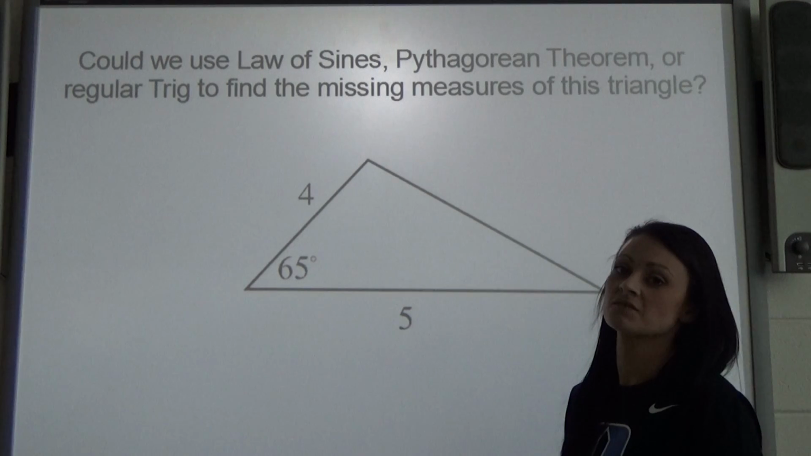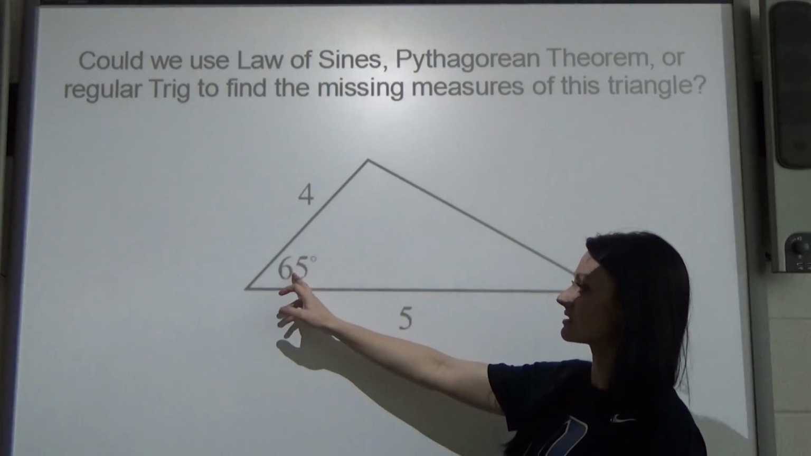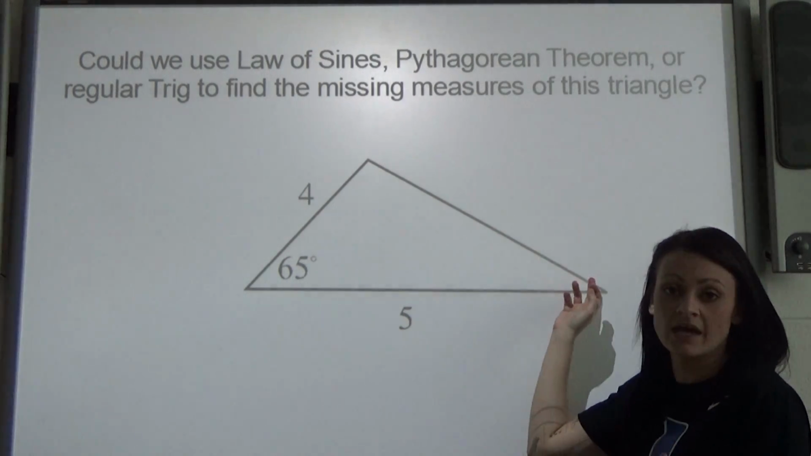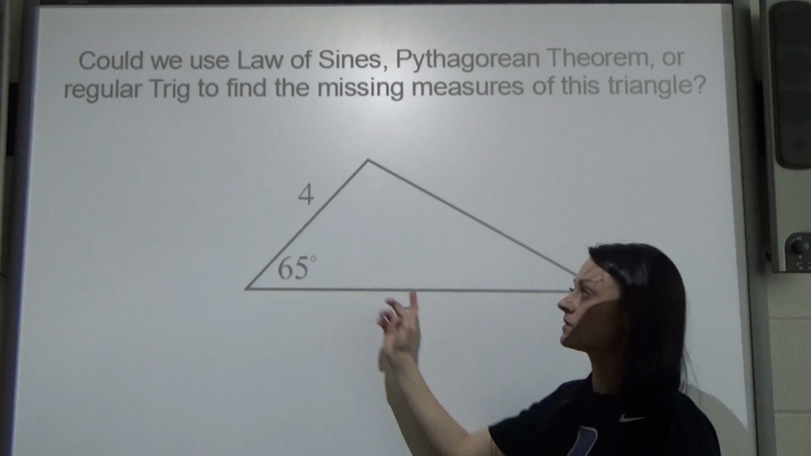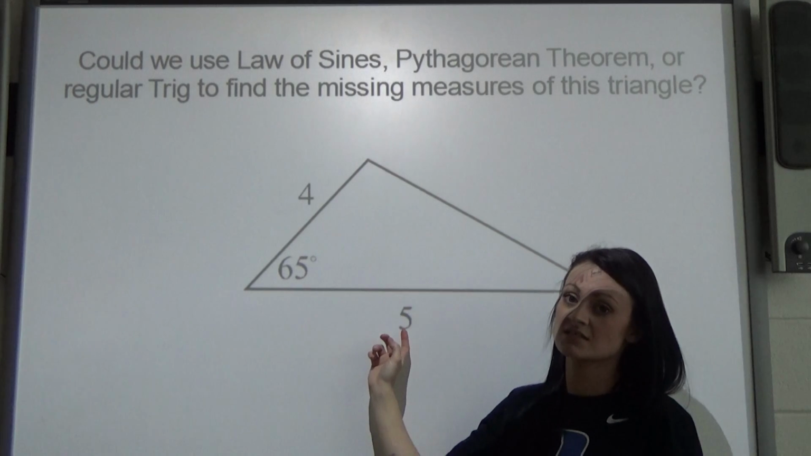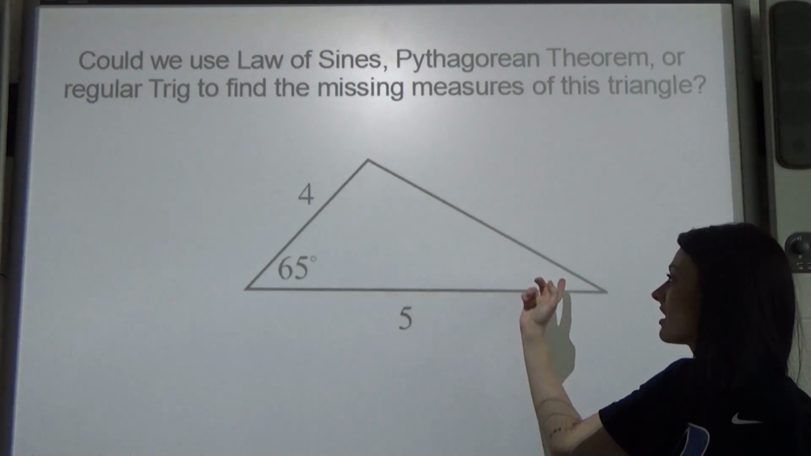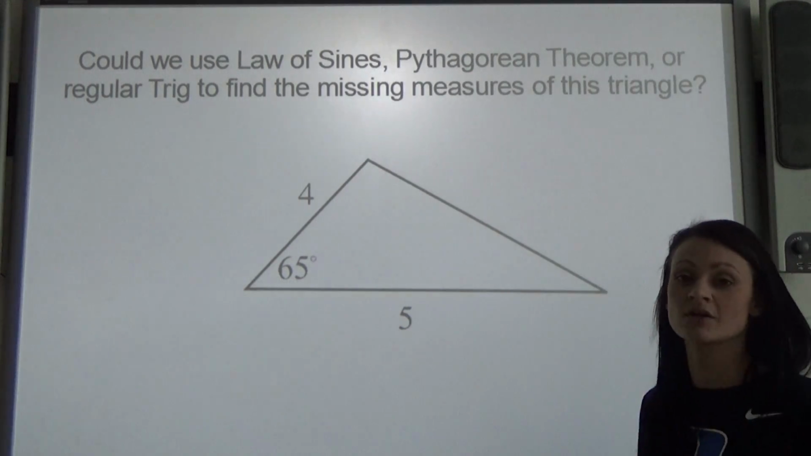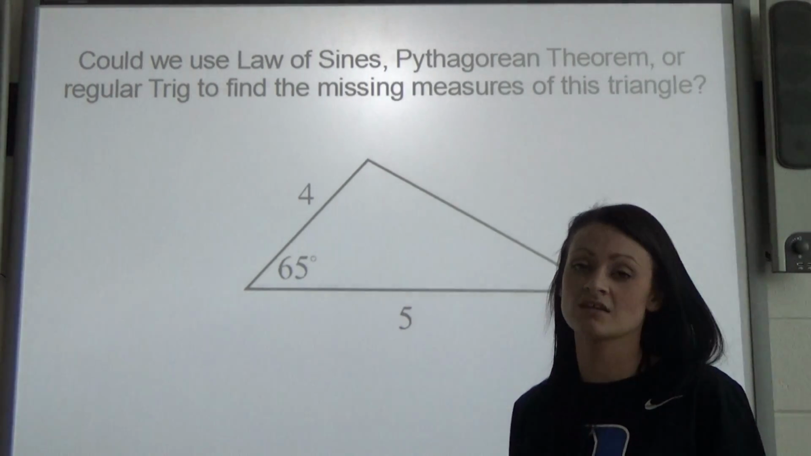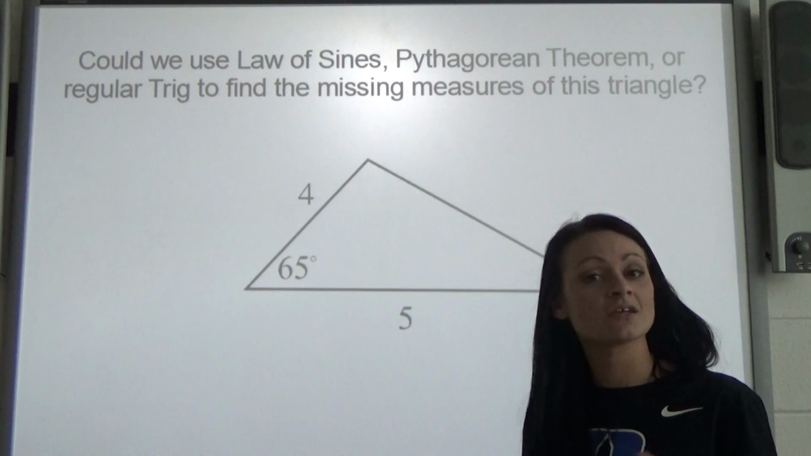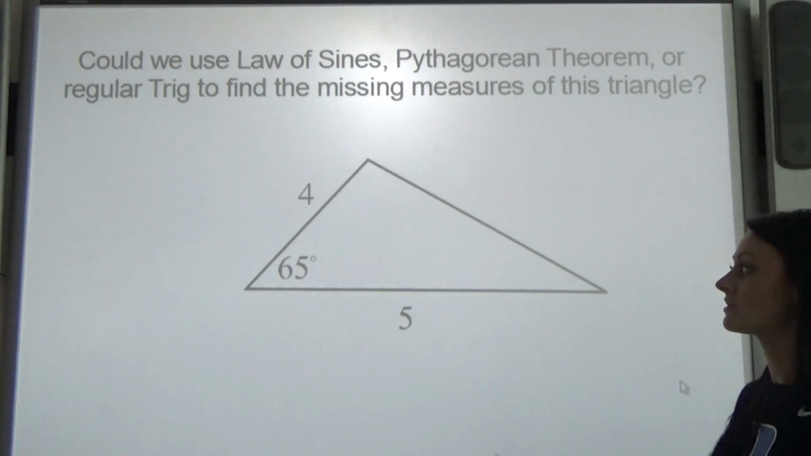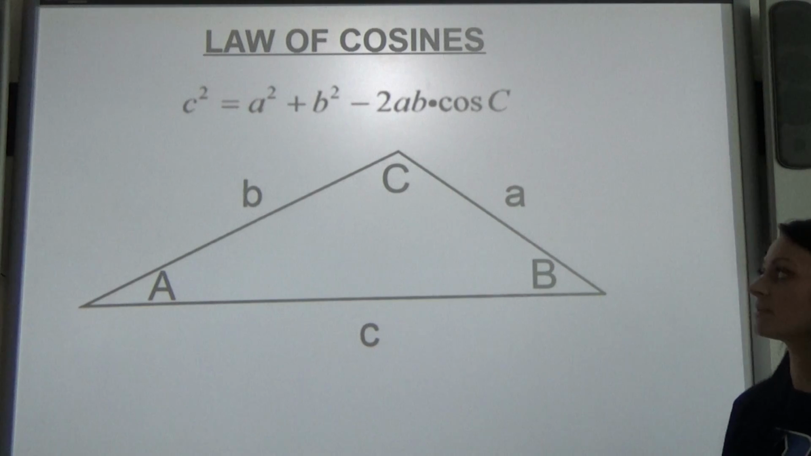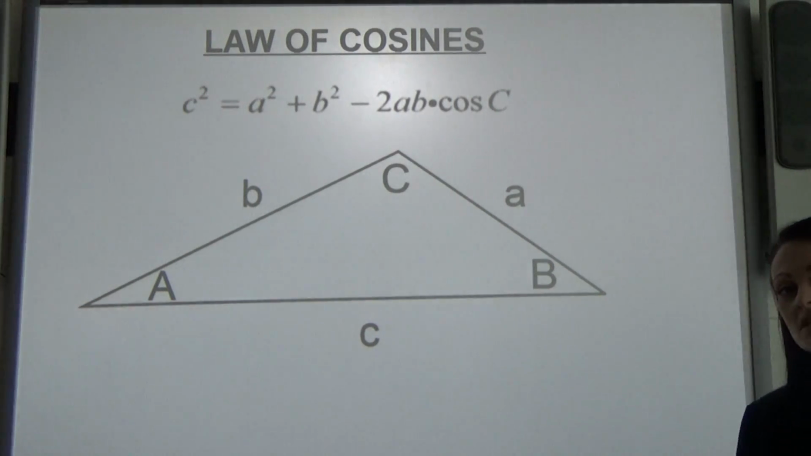And I can't use law of sines because 65 degrees matches up with the unknown side, and that would be okay. But 4 and 5, these two other sides that I've been given, match up with angles that are missing as well. So I would have one equation with two things that I didn't know, and we can't do that. So for a scenario like this, I have the ability to use law of cosines.